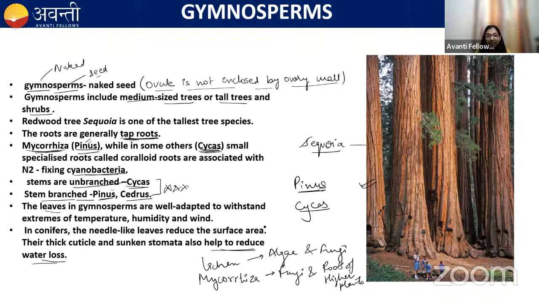So these are the adaptations shown by the leaves of gymnosperms. Please remember that these adaptations are very important. The leaves of gymnosperms are well adapted. They are needle-like, they have a thick cuticle, and they have sunken stomata in order to reduce water loss or transpiration.